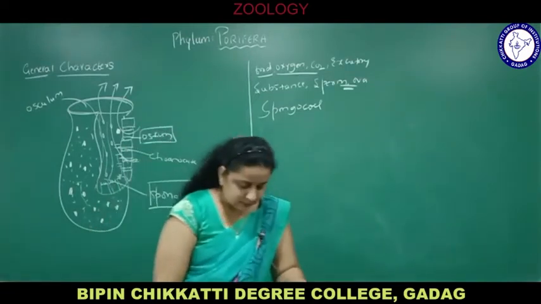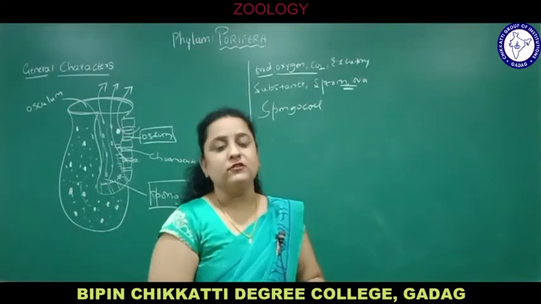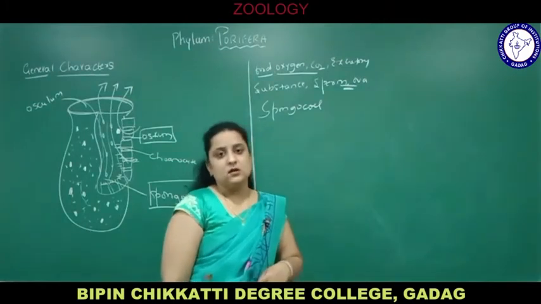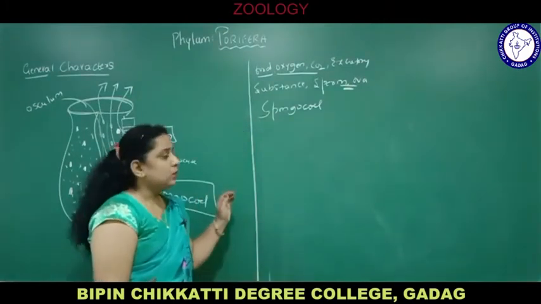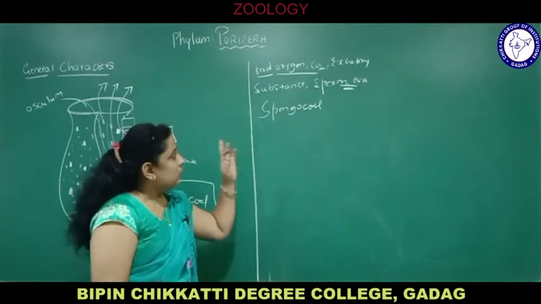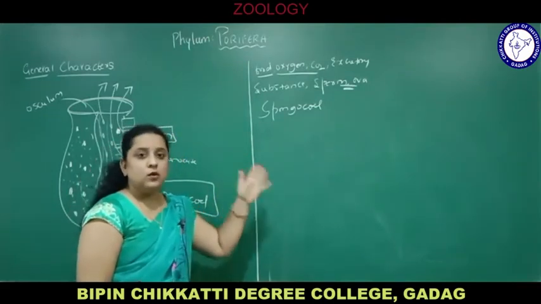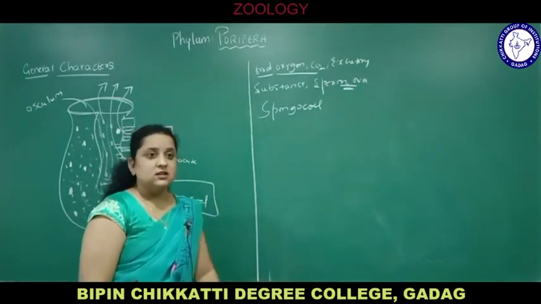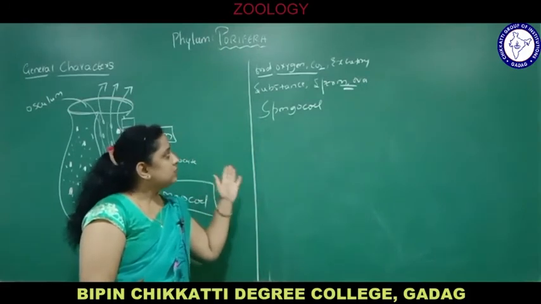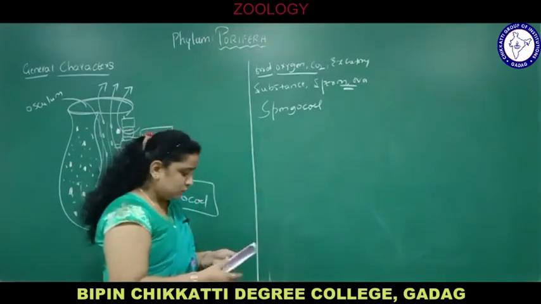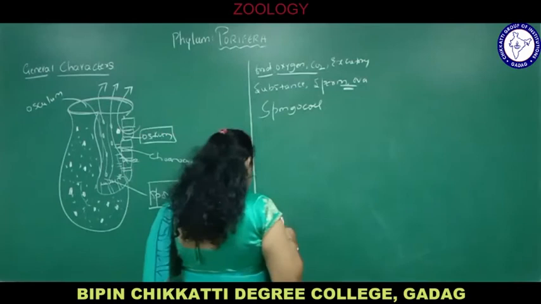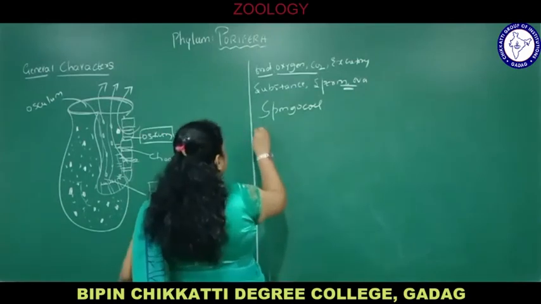One thing you should remember, the main excretory product of these animals is ammonia. So these animals are called ammonotelic. Next, other structures like sperms and ova, the reproductive structures, are also transported to this cavity called spongocoel. Next, coming to sponges lack gut.